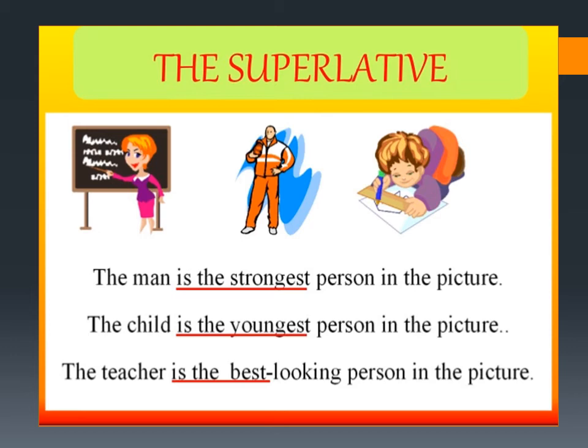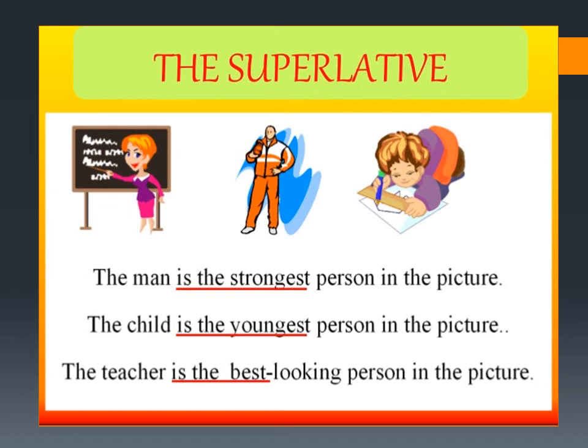To the adjective in positive degree, EST is added. Strong, EST, strongest. So among these three people, he is the strongest among all. So that shows superlative. That means above everyone present over here, he is more strong. That shows the superlative or the highest degree. Youngest person. Young, EST, youngest. So this child is less in age compared to all the people present over here. So the youngest. The teacher is the best looking.